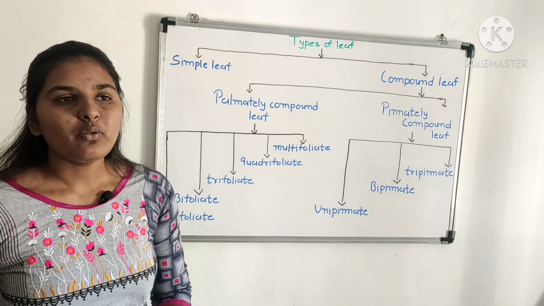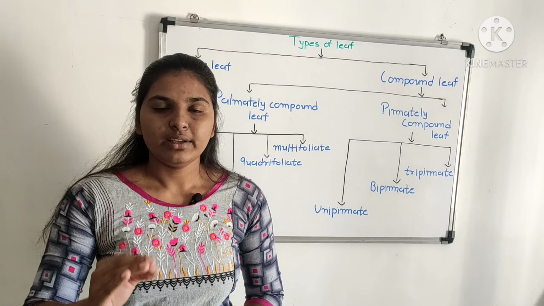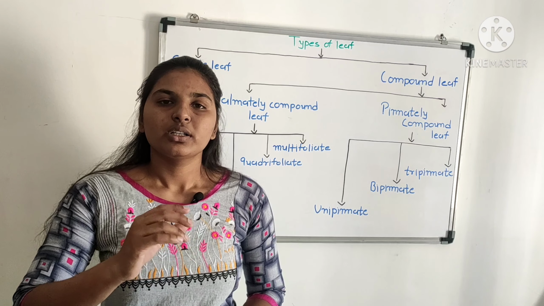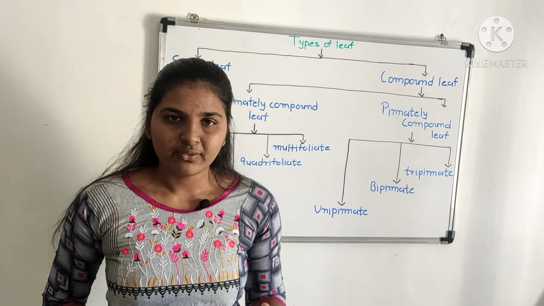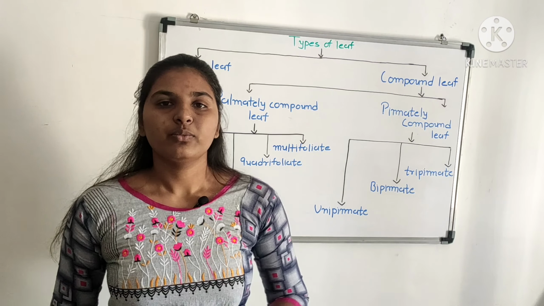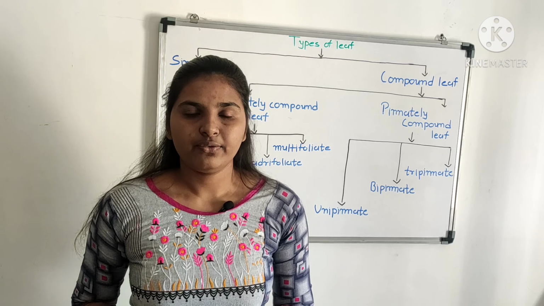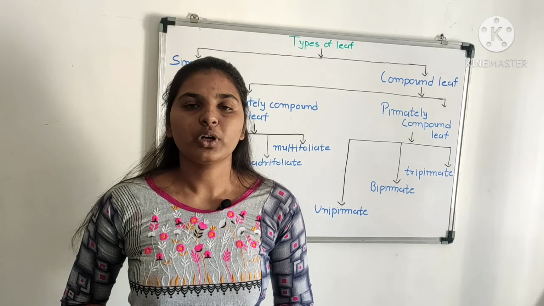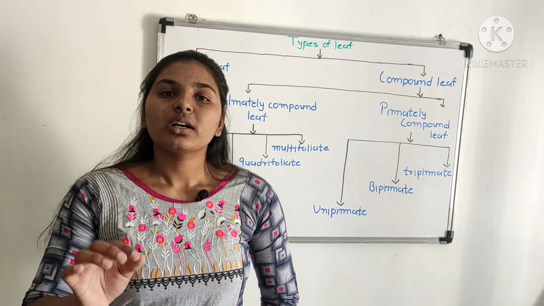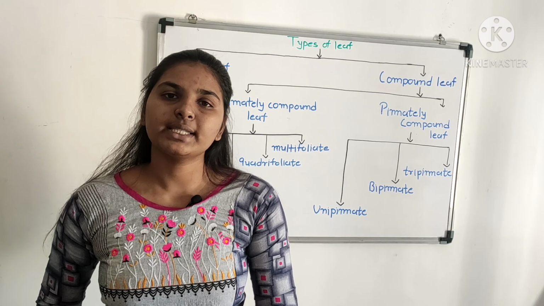Now we talk about palmately compound leaf. In a palmately compound leaf, the leaflets arise from the petiole. Means one leaflet, two leaflets, three leaflets, there are many leaflets, and all the leaflets arise from the petiole. That type of leaf we know as a palmately compound leaf. Also, what is a petiole? A petiole is a stalk that connects the stem to the leaf. That type of stalk we know as a petiole.